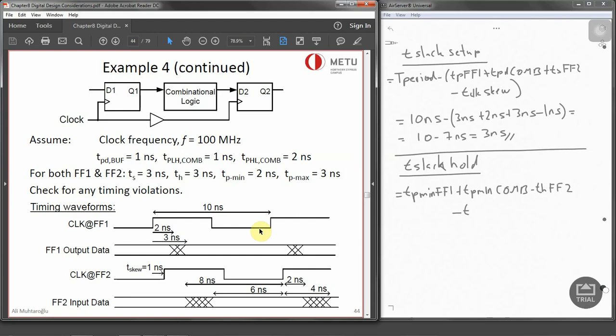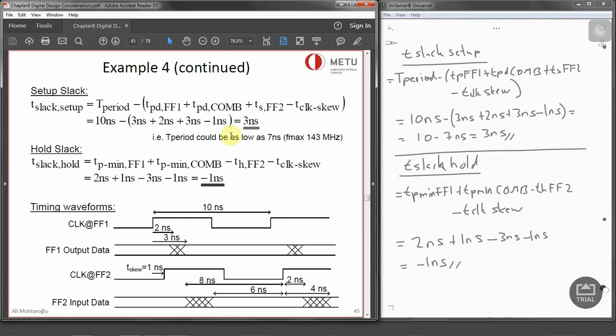So that is equivalent to the minimum of the flip-flop 1 is 2 nanoseconds, plus the minimum of the combinational logic is 1 nanosecond, minus the hold time of the flip-flop 2 is 3 nanoseconds, minus 1 nanosecond for the clock skew, which is equivalent to minus 1 nanosecond. Now the question we need to ask: we have got the setup slack as 3 nanoseconds and the hold slack as minus 1 nanosecond. So minus 1 is going to be a problem because we have got a negative slack there.